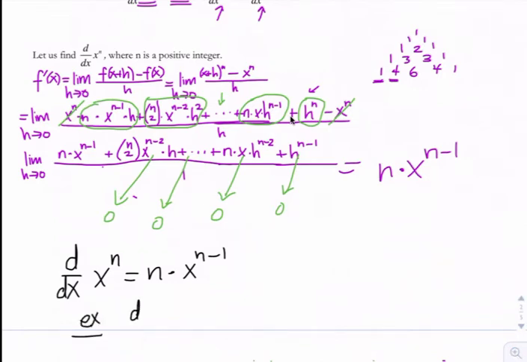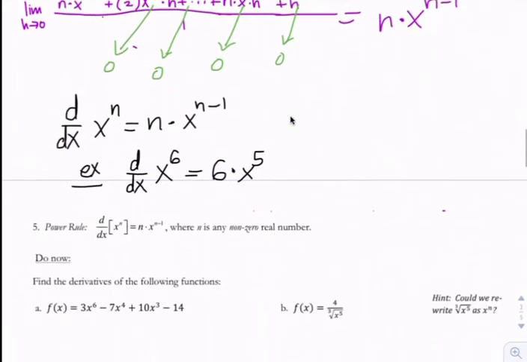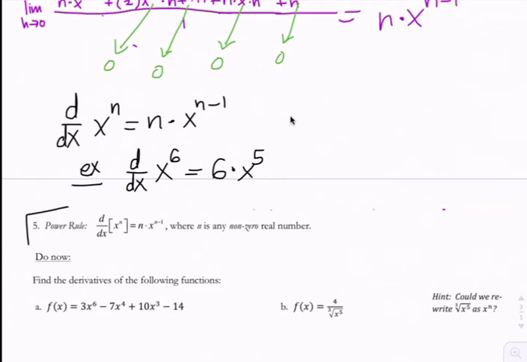If I ask you what is the derivative of x to the 6th power, well, n is equal to 6 in this case. So your answer is going to be 6 times x to the 6 minus 1, or 5. Isn't that fast? So this is called the power rule. There's a place to put it here on the next page. In fact, I think it's written for you.